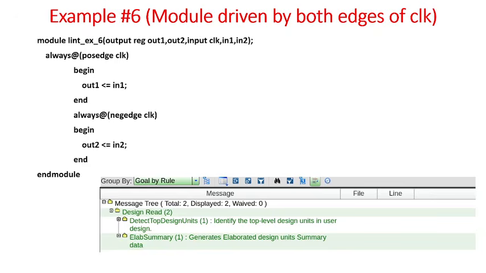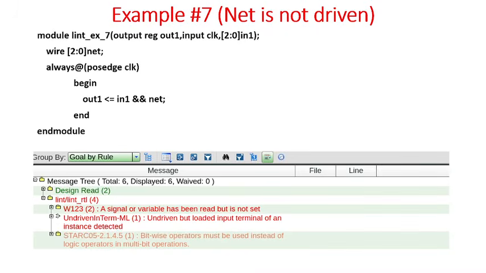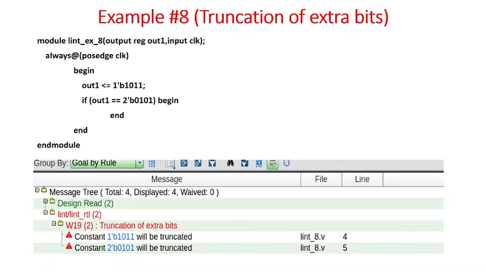Then module driven by both edges of the clock. This is also one important aspect, that we should mostly maintain that all the edges should be the same, either posedge clock or negedge clock. Net is not driven: if you are declaring some net and you are reading the value of the net, but you are not assigning anything, if the net is not driven by any value, then it will cause a lint error.